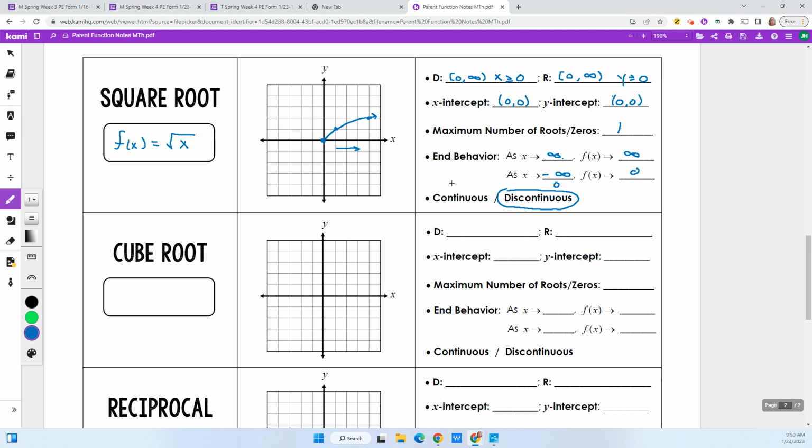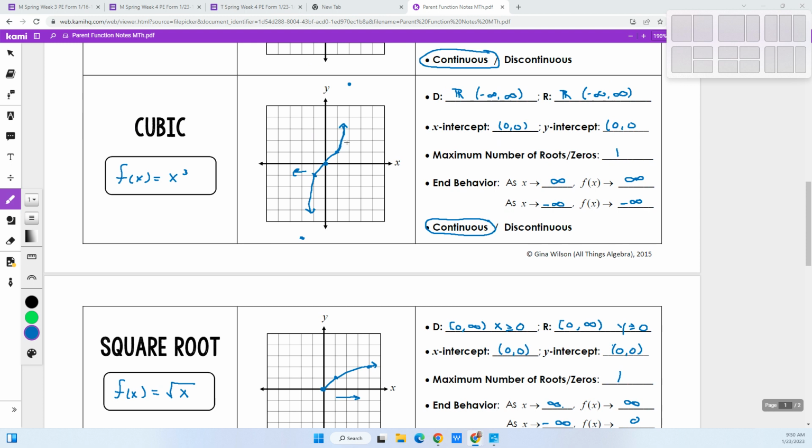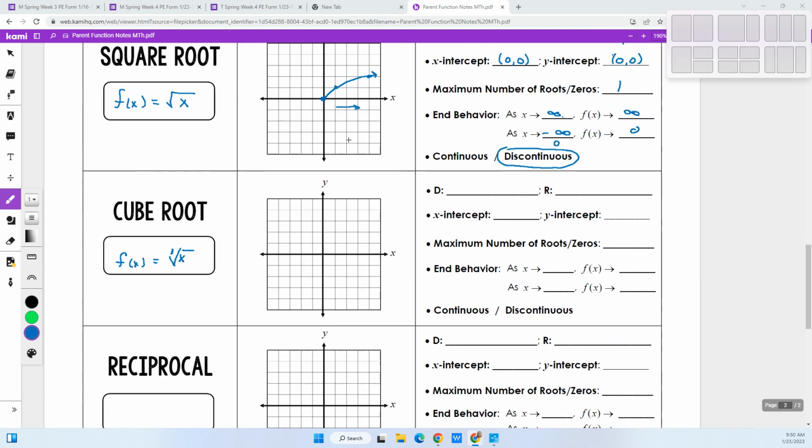Cube root, we don't really need this much, but I want to show you what it's going to look like. And that's when f of x equals the cube root of x. And what it's basically going to do is, when we did this cubic function where it went like that, it's going to do the same thing, only it's going to be on the side like this. Right, and your domain would be all real numbers.